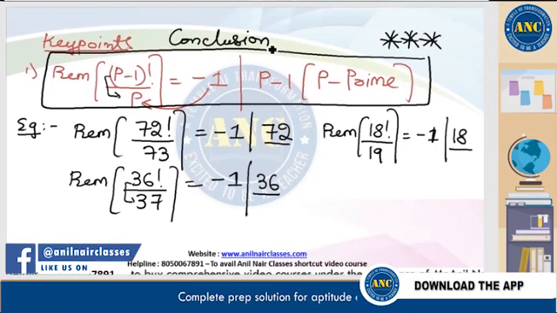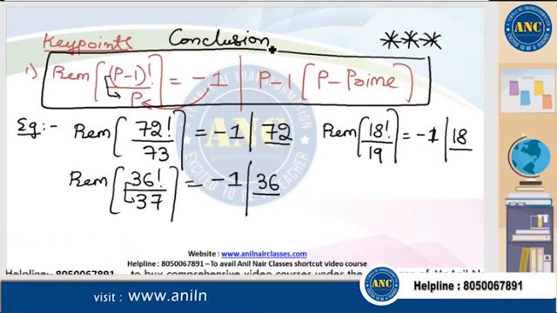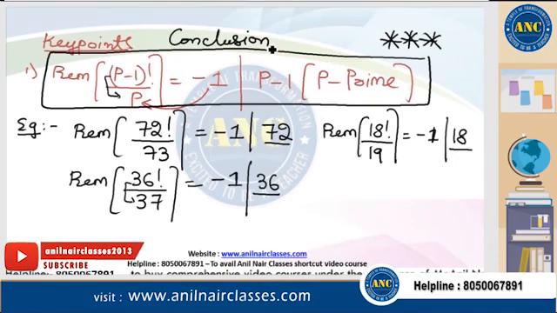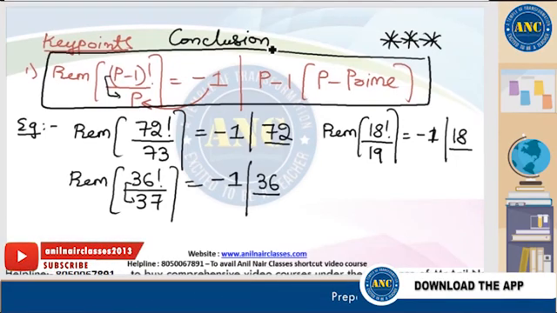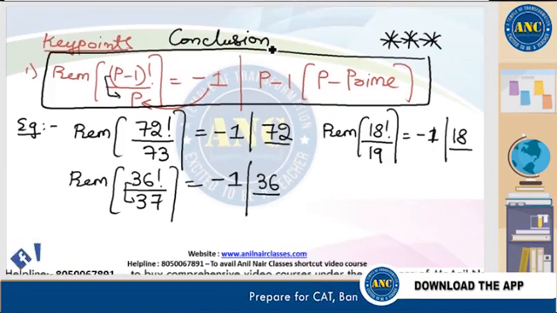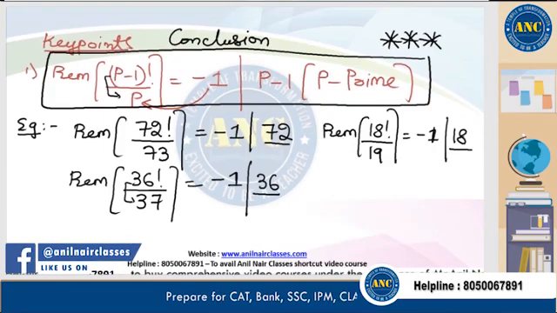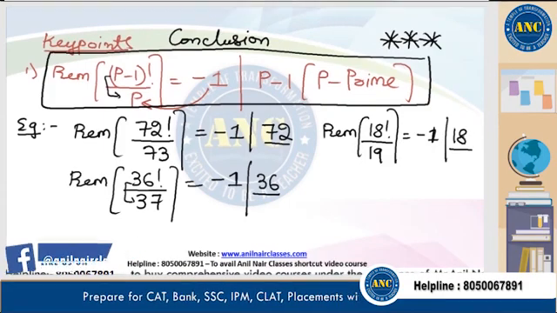I hope it is clear. First one: remainder when P minus 1 factorial is divided by P is minus 1. If you get a negative remainder, add it. This is the first variety. Second variety.